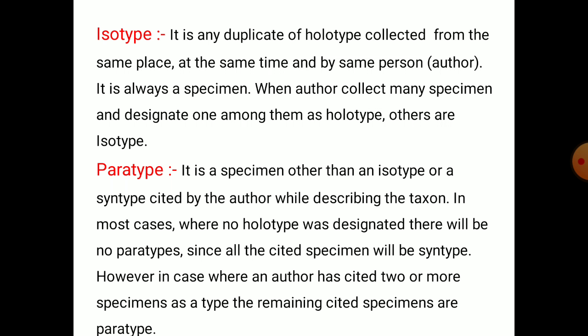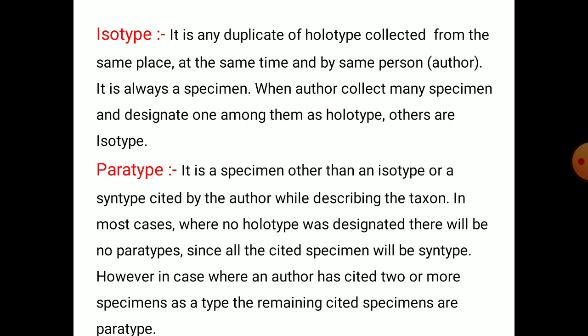Holotypes are the plant specimens that have been given a name by the author. That is the first collection, the first specimen, the original specimen at the time of the original publication. But the paratype is the specimen other than the isotype or the syntype, cited by the author while describing the taxon. In most cases, where no holotype was designated, there will be no paratype, since all the cited specimens will be syntypes. However, in cases where an author has cited two or more specimens as a type, the remaining cited specimens are the paratypes.